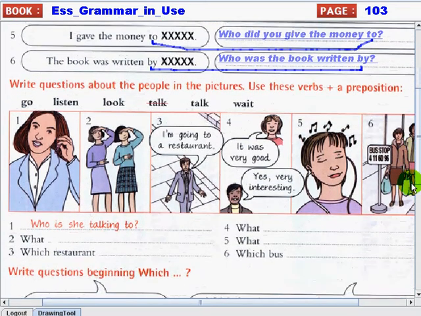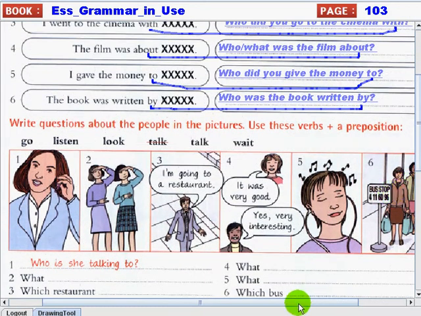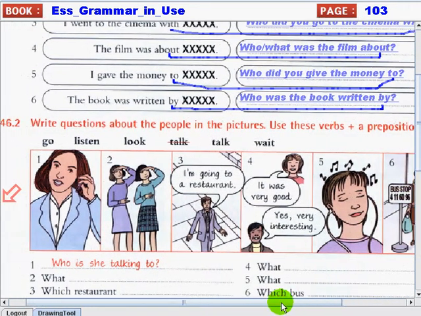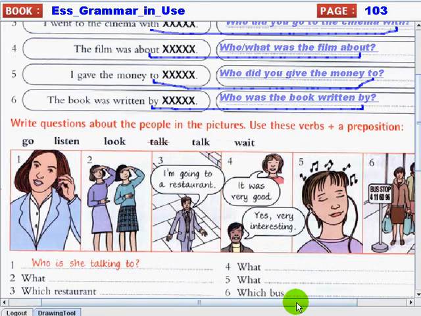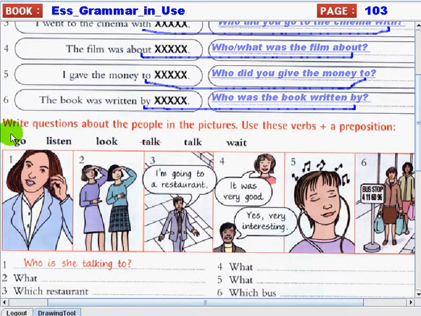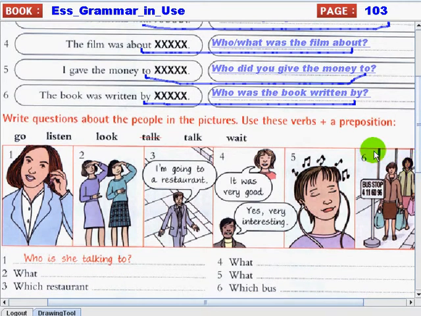Okay, very good. Now, let's do activity 46.2. All you have to do is write questions about the people in these pictures. Use these verbs plus a preposition. These verbs are go, listen, look, talk, and wait. Okay? I will give an example in number 1. Who is she talking to? That's our question regarding this picture, right?